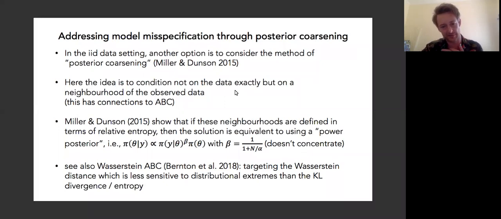There's also a variety of techniques which build on this, such as the so-called Wasserstein ABC method, where instead of targeting the relative entropy as the closeness of allowed data sets, they target this Wasserstein distance or Earth mover's distance, which may have some advantages, such as being less sensitive to distributional extremes than the KL divergence. And actually, I will try to say at the end, I think there's potentially a lot of value in this in the photometric decomposition case. So I'll say why in a minute.